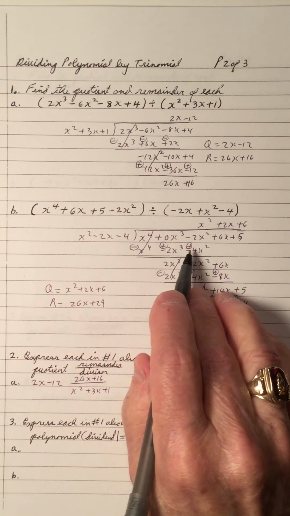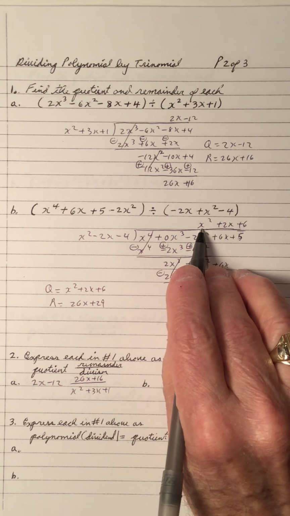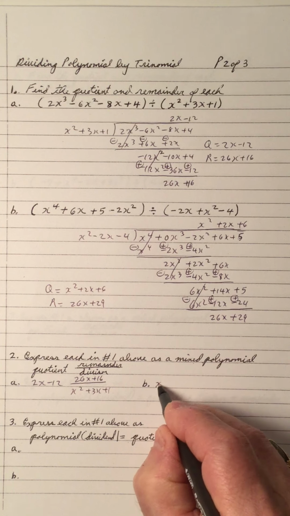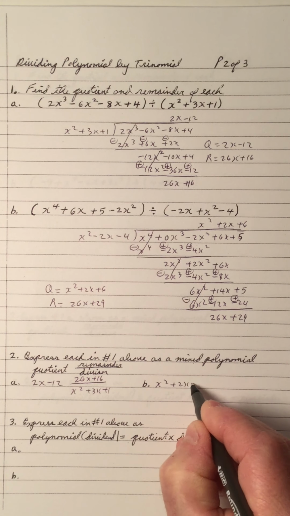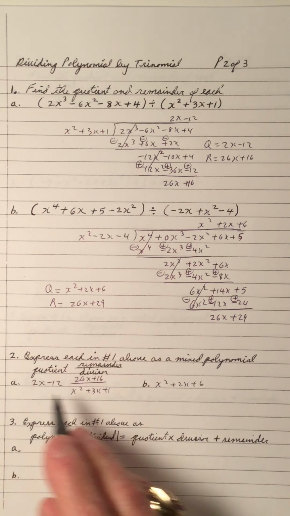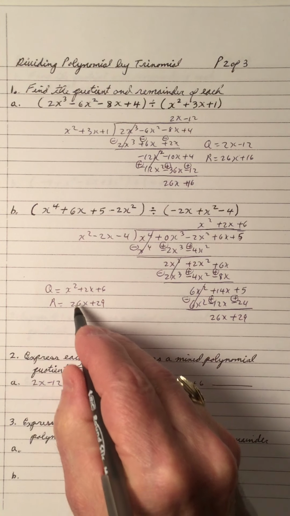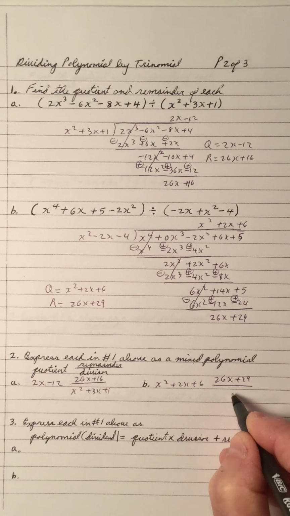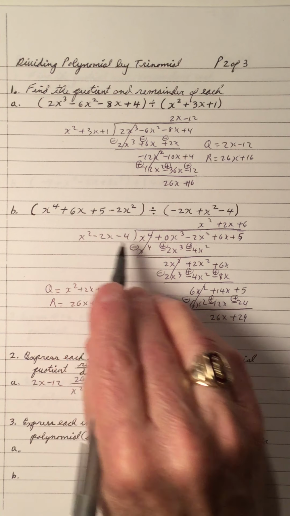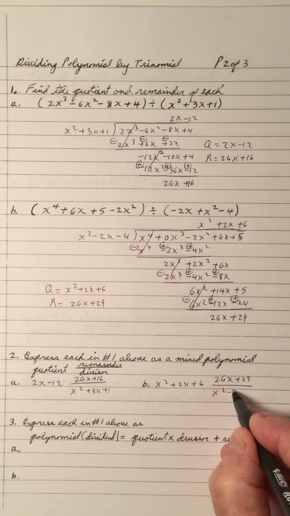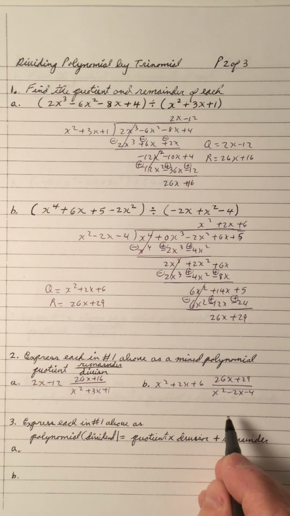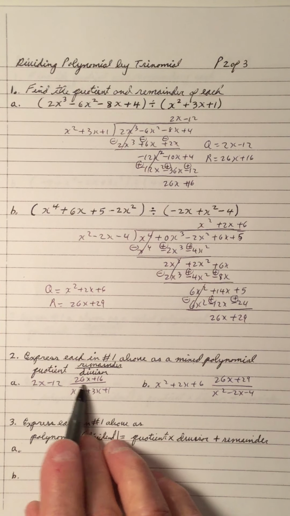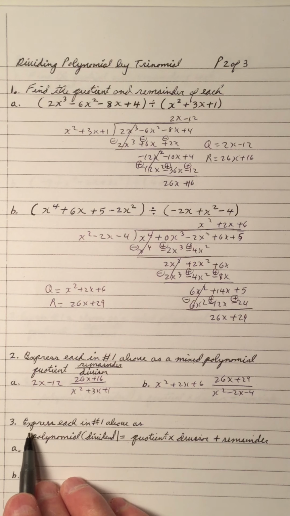And B, which is this one, my quotient is x squared plus 2x plus 6, which I have right here. My remainder is 26x plus 29. And my divisor is x squared minus 2x minus 4. Done. I call them mixed numerals or mixed polynomials.